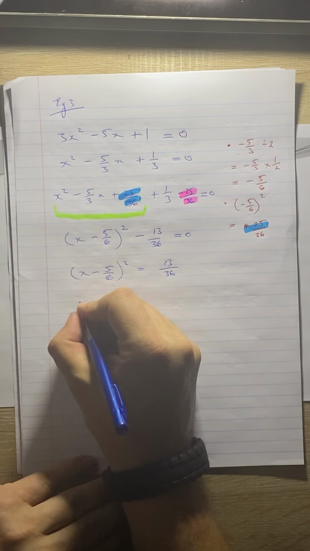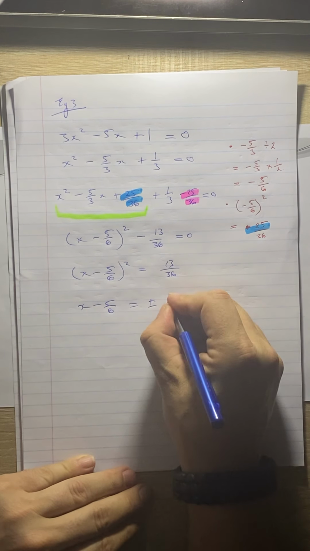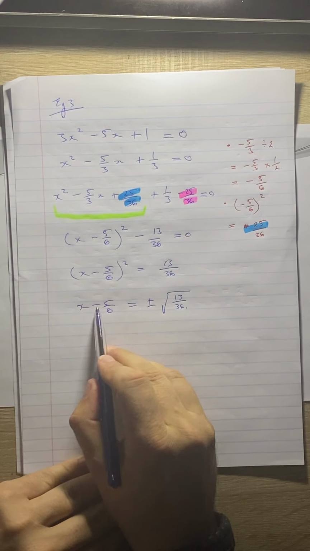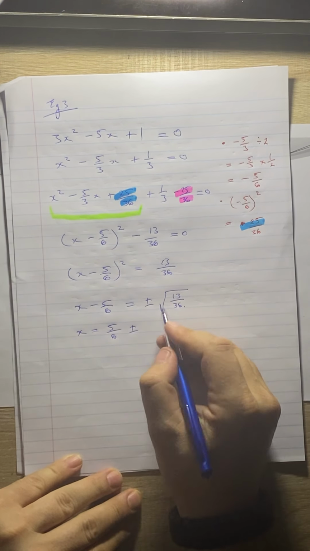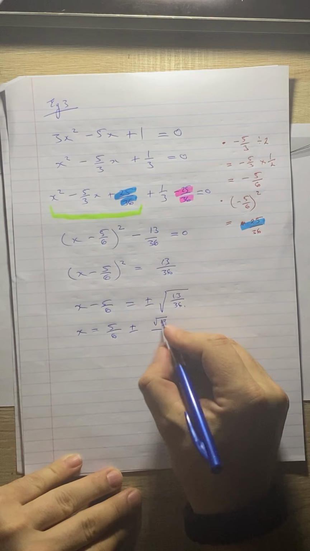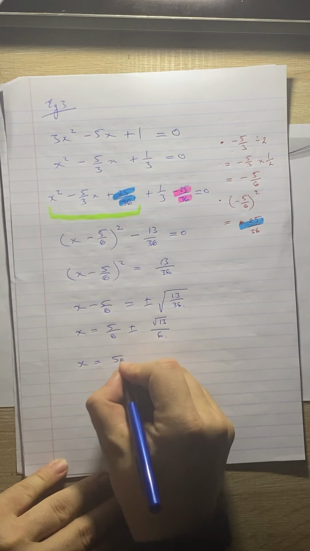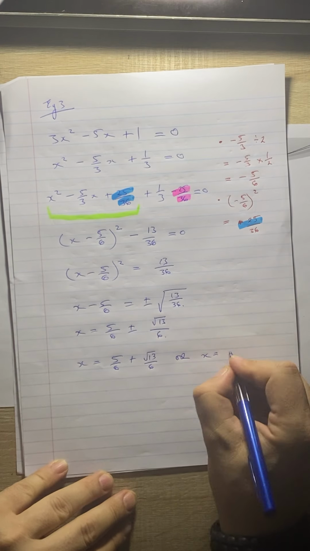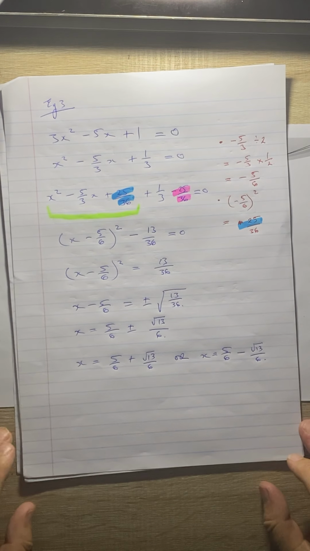Take the square root of both sides, plus or minus the square root of 13 over 36. Take that to that side, and we get x is equal to 5 over 6 plus or minus. Now, the square root of 13, leave it as the square root of 13. The square root of 36 is 6. So now we're ready to split our solution. This will be 5 over 6 plus root 13 over 6, or x is equal to 5 over 6 minus root 13 over 6. Okay, grade 11s, that's that one.